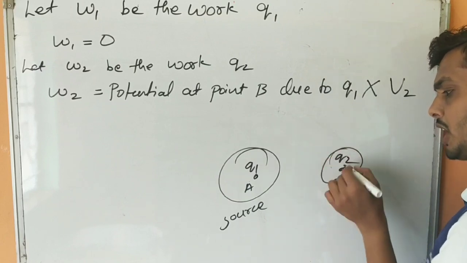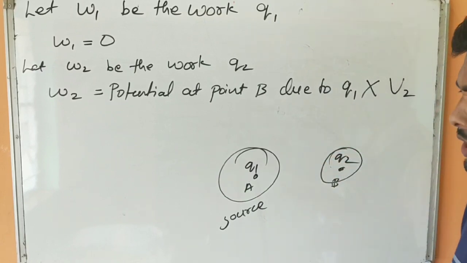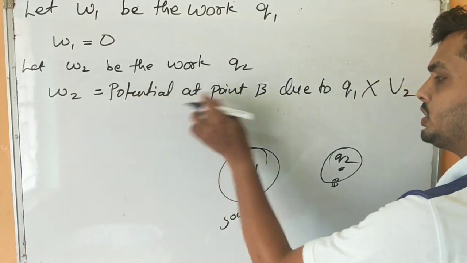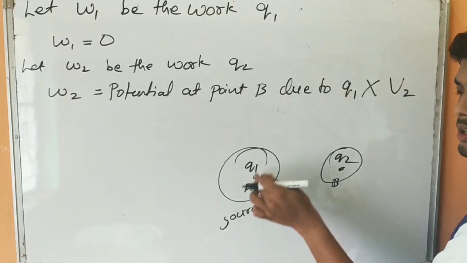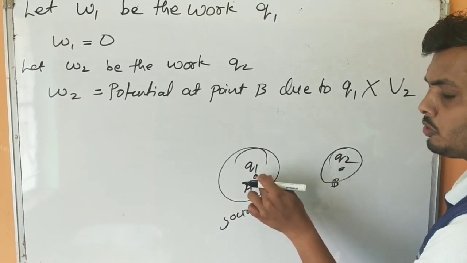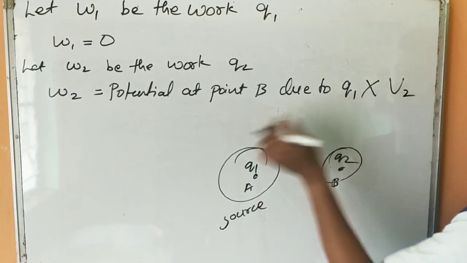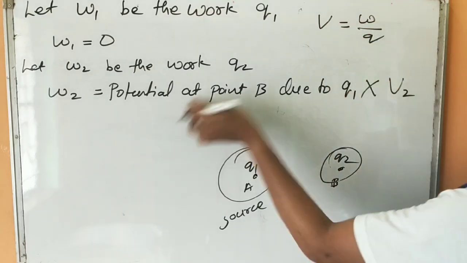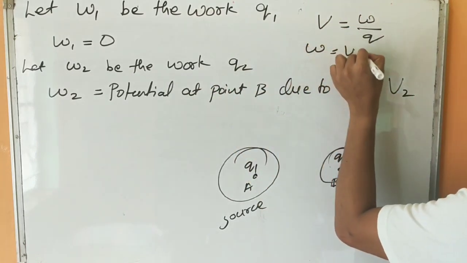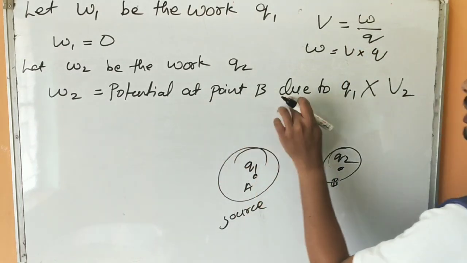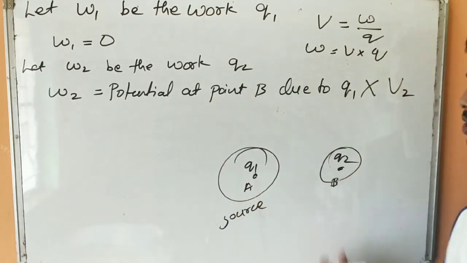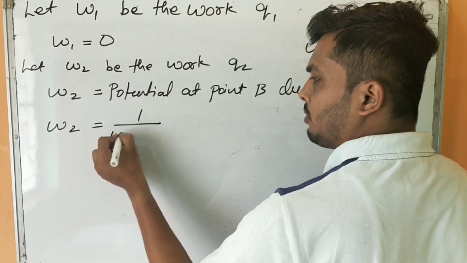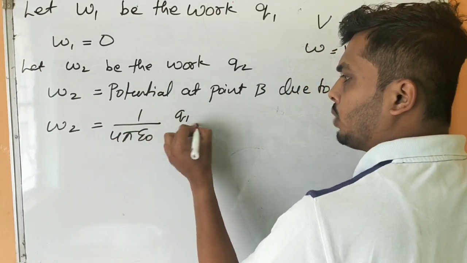As a result, this charge particle will be doing the work against the direction of the electric field, right? What will be that work? Work done by this charge particle will be W2, that is potential at point B due to Q1 into Q2, because you know that potential is work done by the charge particle. So potential at point B due to Q1 will be 1 upon 4 pi epsilon naught Q1 by R.